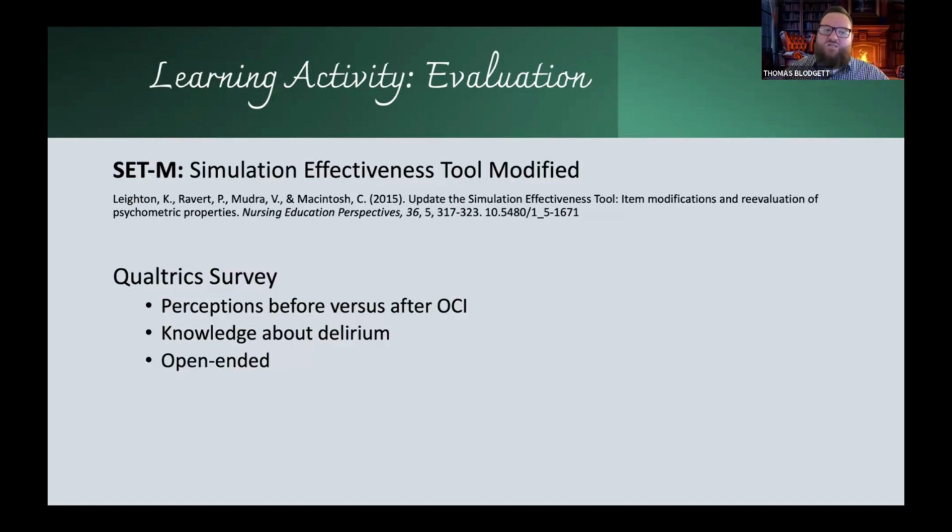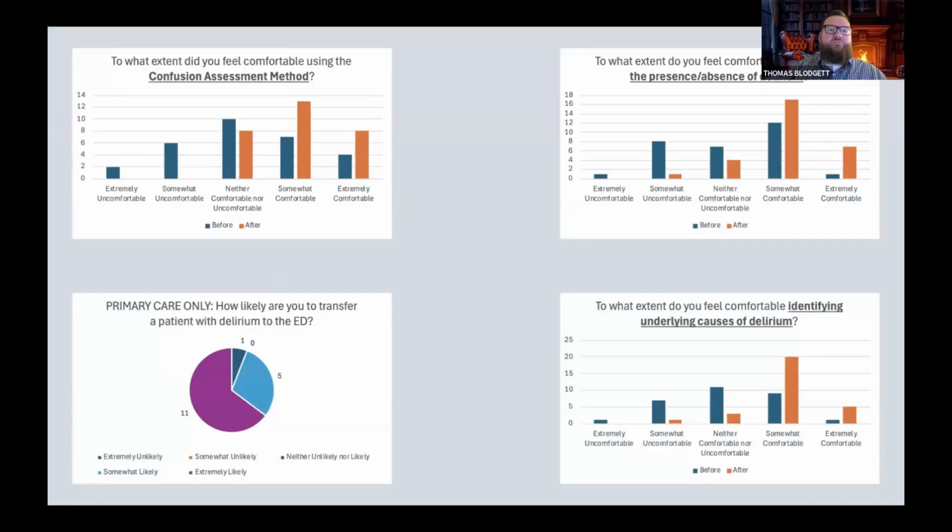But what I was interested in was this survey that I developed, because there's really nothing about how do you evaluate NP students in sim. It's just a simple, perception type survey about how comfortable did you feel before the scenario in this particular task, and how comfortable did you feel afterwards. There were also some knowledge questions about delirium, just to sort of gauge where they were. And then there were, of course, open-ended fields for unstructured evaluation data. These are a couple of the questions that I asked, and I think there are a couple things I want to point out.